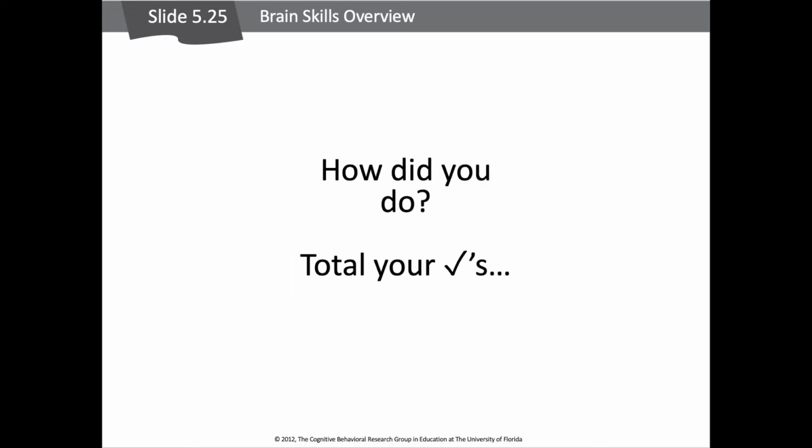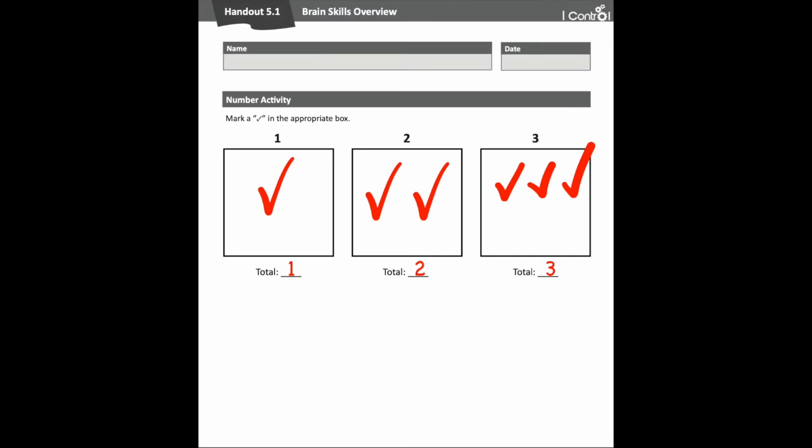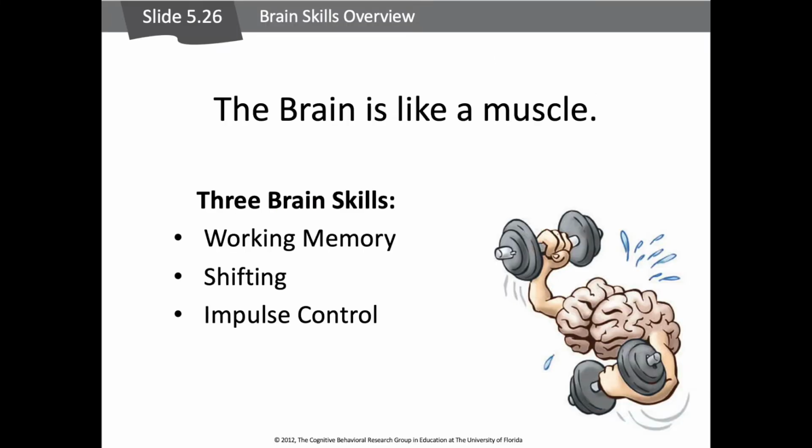Now count up your check marks in each box. If you got all of them correct, you would have 1 check in box 1, 2 checks in box 2, and 3 checks in box 3. How did you do? Brains are like muscles. If you exercise your brain, like you just did in the game, you will get better at using strategies that help you solve problems and reach your goals.